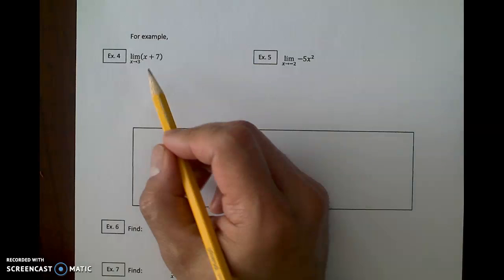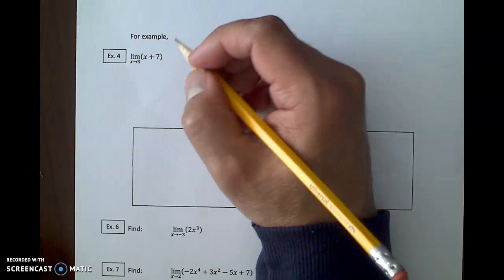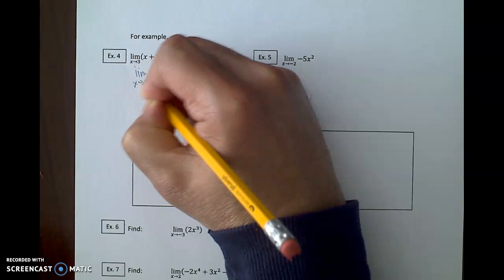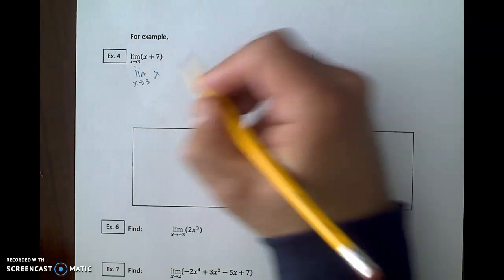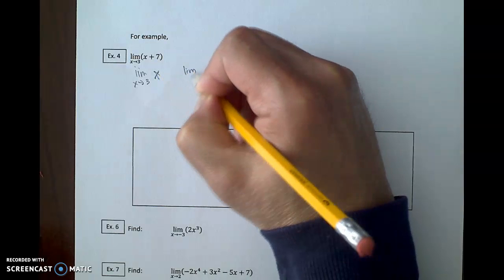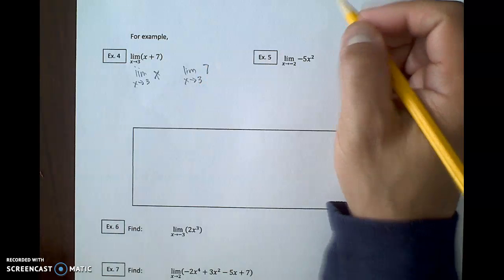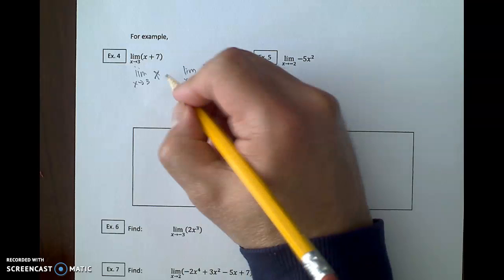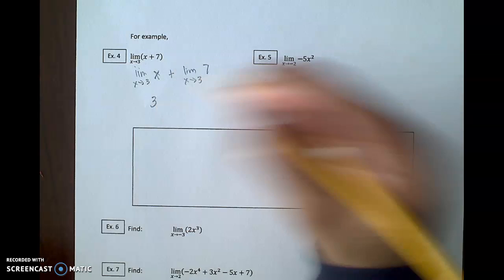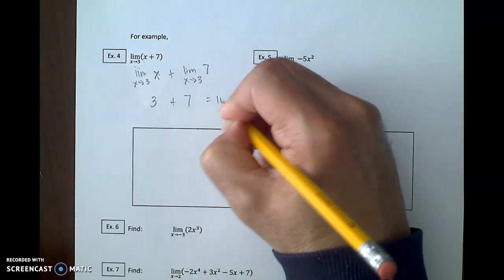So here we're trying to find the limit as x approaches 3 for this function. And one approach that you can take is go ahead and split it up. Find the limit of x as x approaches 3. Find the limit of this function as defined by this constant 7 as x approaches 3. So again, using those properties, the limit as x approaches 3 of x is 3. The limit of 7 as x approaches 3 is 7. So add those together and we get 10.